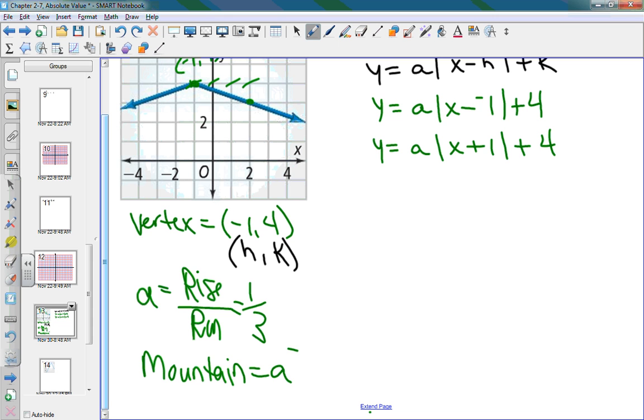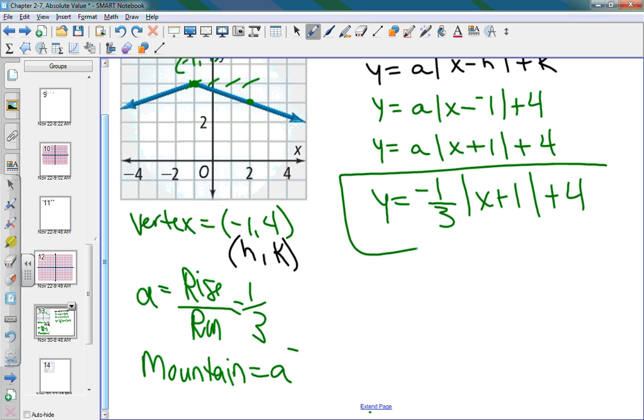That I'm going to have a maximum. Because you're climbing the mountain to the maximum point. So that means my A value is not going to be positive 1/3, but instead negative 1/3. And you simply plug that into your equation, and you're done. Do we understand that? Yes. Shall we do it again? Yeah.